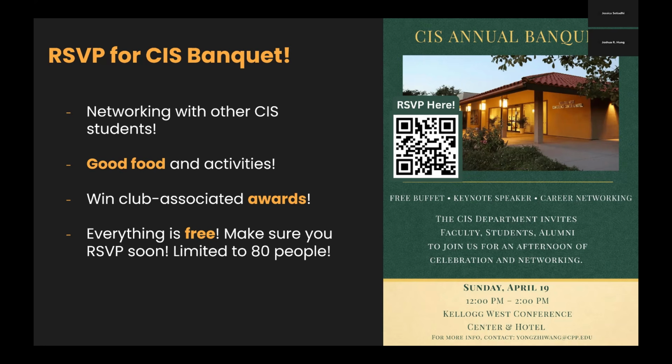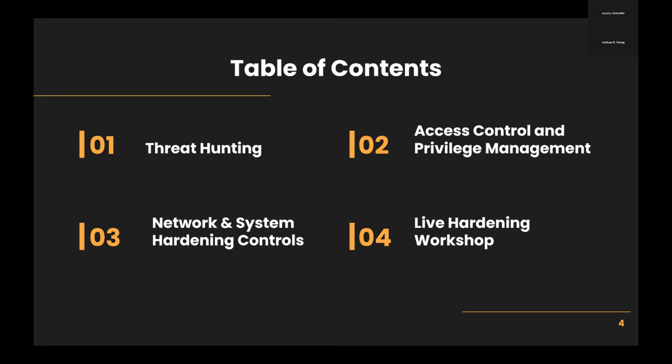So the table of contents for today. First I'll be going through threat hunting, looking at the machine and seeing what's on it, what's wrong with it. Afterwards I'll go through a little bit of access control and privilege management. Then I'll move on to network and system hardening controls. And at the end, I'll give a brief introduction to the workshop we'll be doing on Friday.